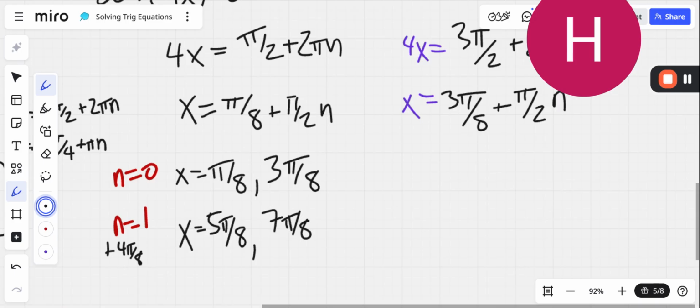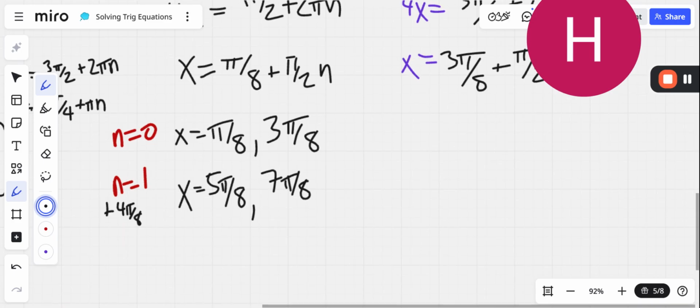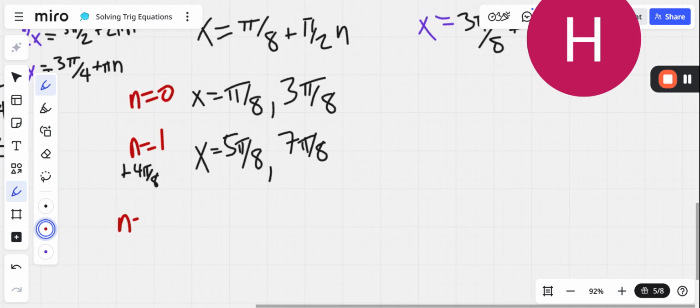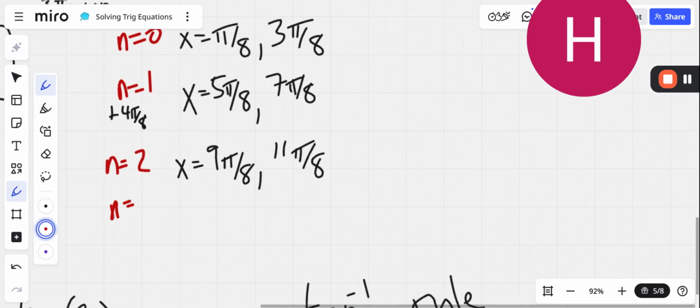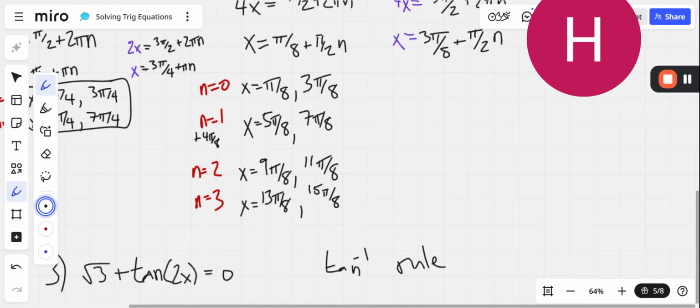Now if we have n equals 2, we're adding another 4 pi over 8. So we're going to end up with x equals 9 pi over 8. And you can see it's pretty much just the odd numbers, right? That's really the pattern here. And we can go as far as possible until we get towards 2 pi. We cannot surpass 2 pi. So 13 pi over 8 and 15 pi over 8, and that is the final one before we get to 2 pi. So all of these angles are solutions to the equation.